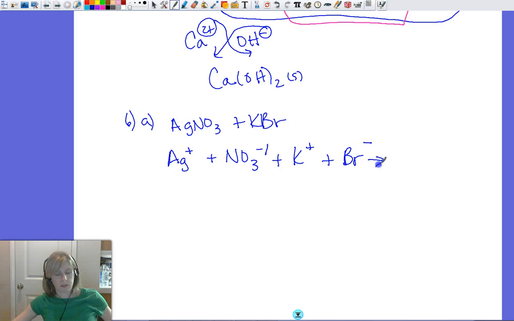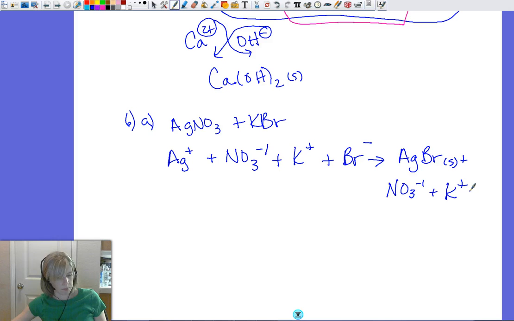and that's going to give us, now here's where we got to check. We got to see, will silver bromide give us a solid or potassium nitrate? So when I look at the chart, it tells me that silver bromide would give a precipitate. So we're going to write that as a molecule. So we have AgBr, and that's solid, plus spectator ions, which are the ones left, NO3 1-, and K+.